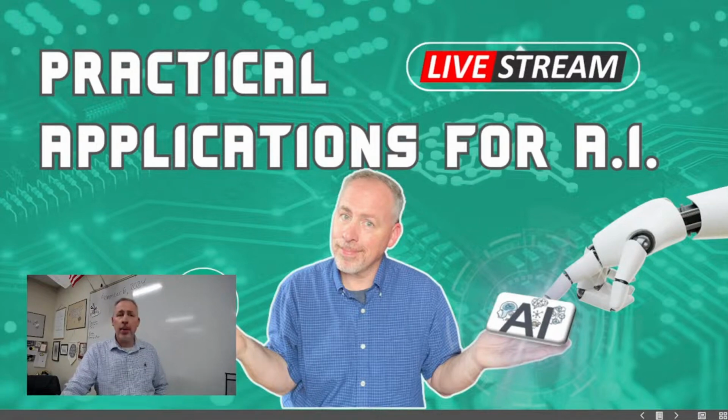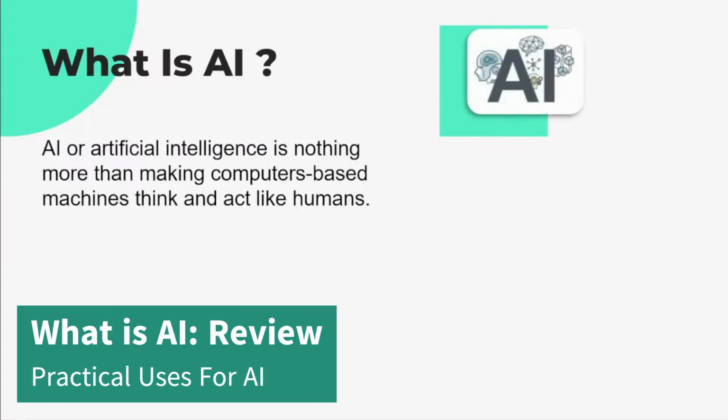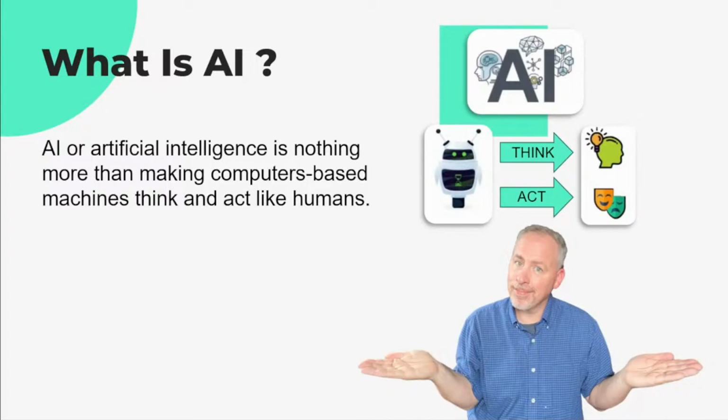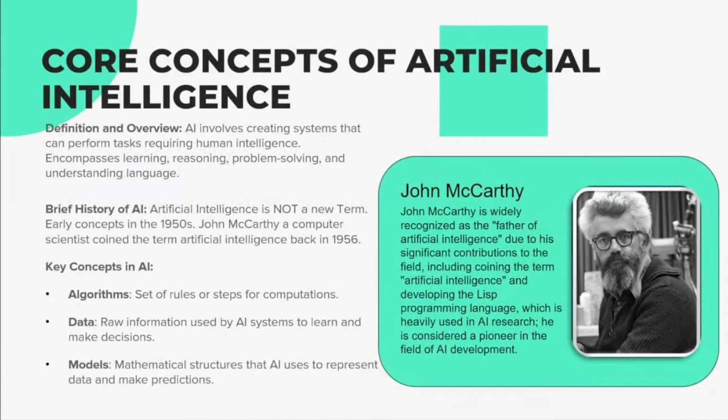And we're going to talk about the actual products you can use. If you remember, we talk about AI, or artificial intelligence. It's nothing more than making computer-based machines think and act like us, right? We talked about several different types of AI. We talked about the history of AI, basically that it involves creating systems that can perform tasks requiring human intelligence, that encompasses learning, reasoning, problem solving, and understanding language.